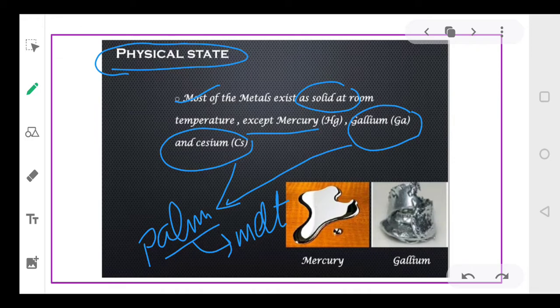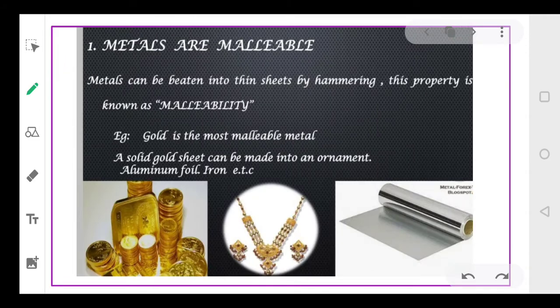So we should remember, most of the metals exist as solids at room temperature except mercury. Second, metals are malleable. Malleable means metals can be beaten to form thin sheets. That means we can form sheets out of the metals. If we hammer them, we can easily form sheets.